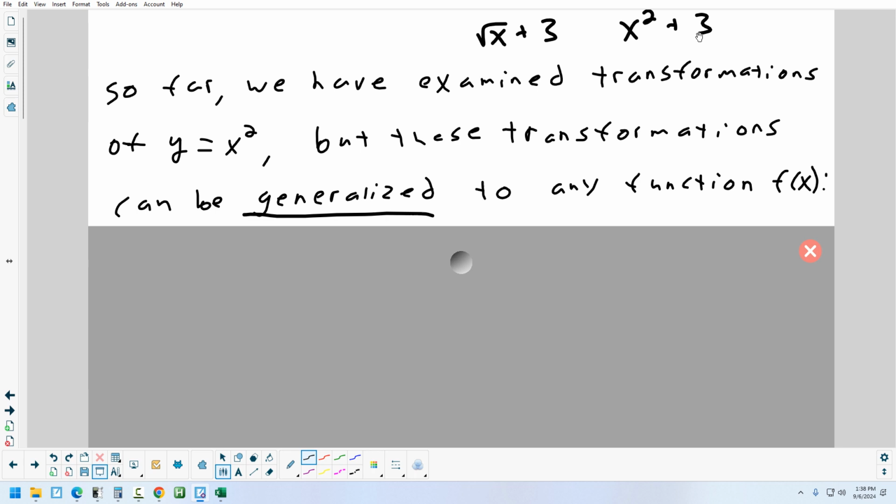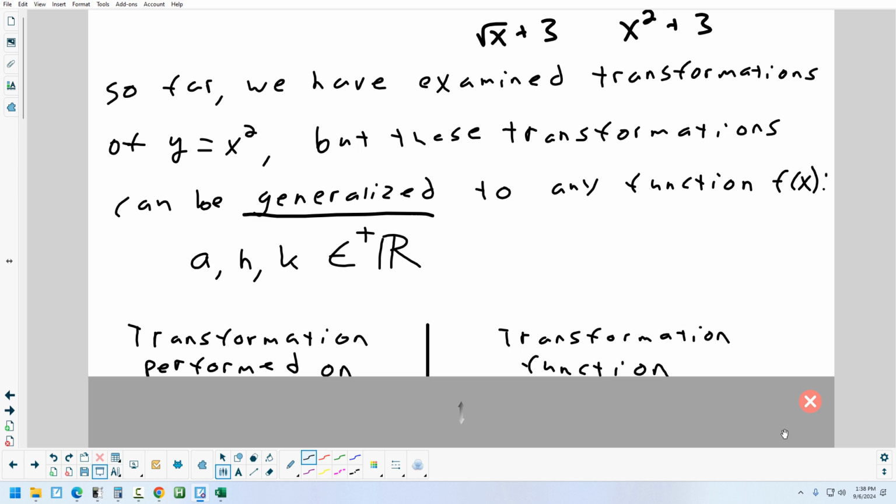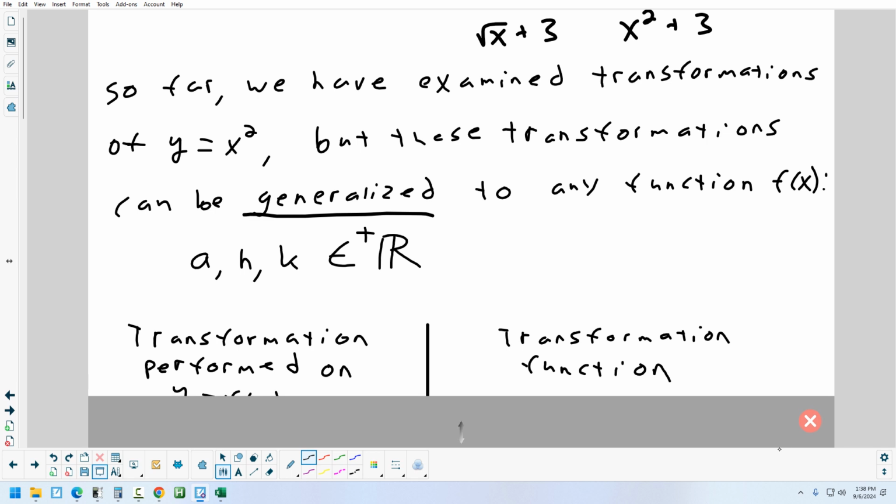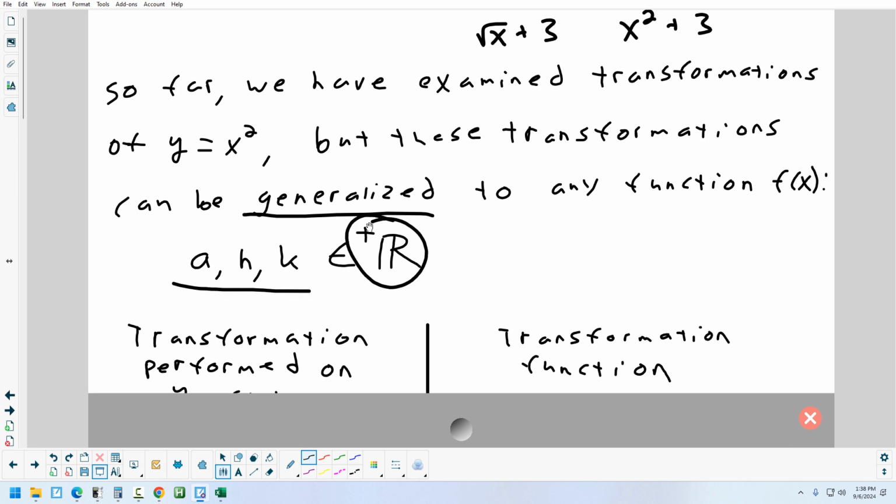So what I'm going to do is give you guys a formula and see if you can tell me what the transformation is. I'm going to use some different letters. All these letters are going to be positive real numbers. Okay, so I think I showed you that symbol last week. So these letters represent positive real numbers.